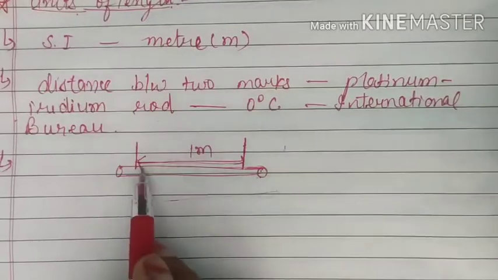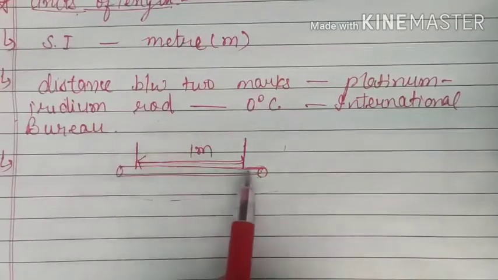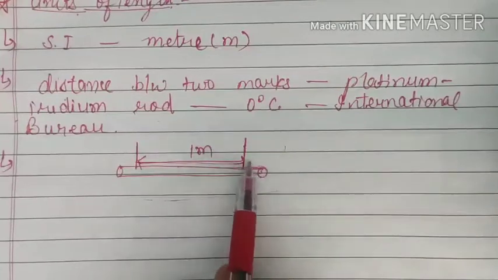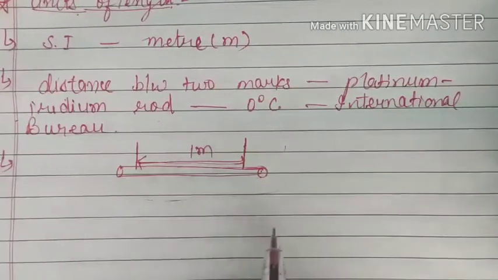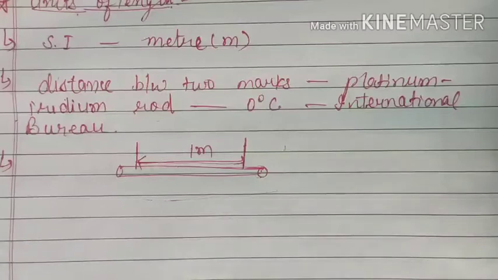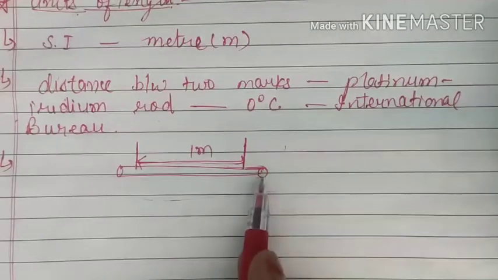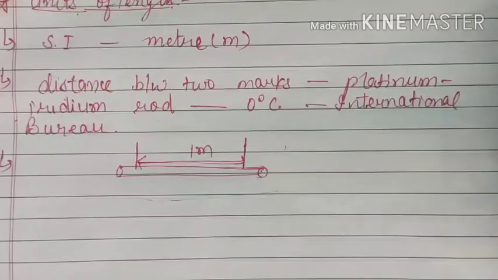Obviously if this distance expands, then it will be more than this and our measurement will become inaccurate. Similarly, if due to a decrease in temperature there is contraction, the distance will get reduced and that will also make our measurement inaccurate. So just to keep it constant, to keep it standard, we have kept this platinum iridium rod at 0 degree Celsius, because at 0 degree Celsius the material will be in its own natural state. It will not be expanding and it will not be contracting. So this 0 degree Celsius has much importance.